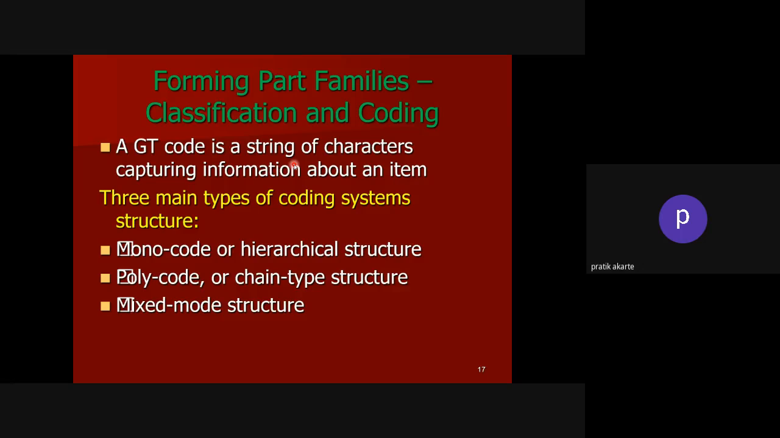There are three main types of coding system. First one is monocode or hierarchical code. Second one is polycode or chain type structure. And third one is the mixed mode structure, which combines monocode and polycode.